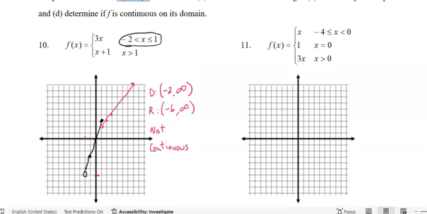And there was one other part up there, letter C, that I just noticed. We're supposed to locate any intercepts, and we do have an intercept here at the origin. All right, let's take a look at number 11.